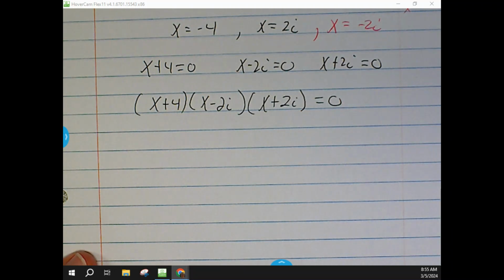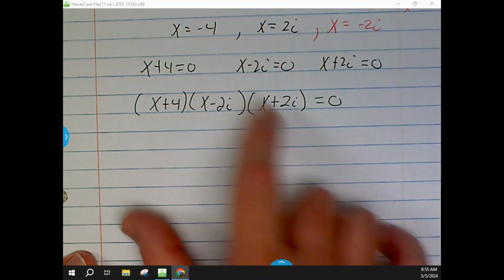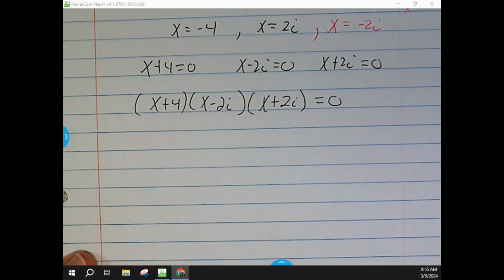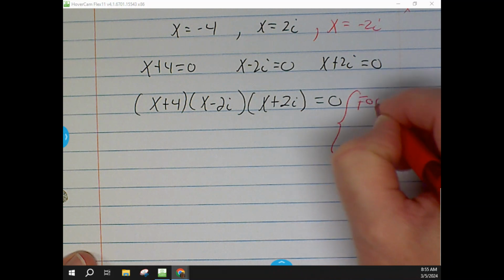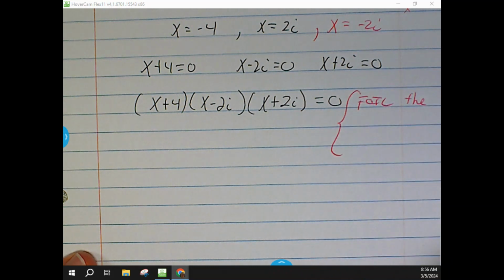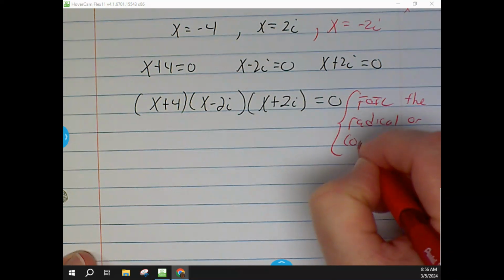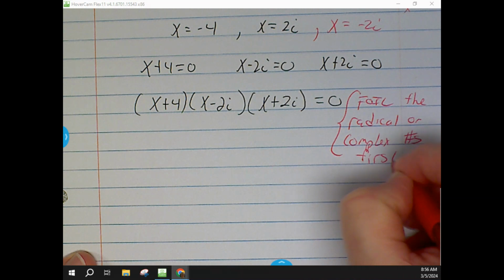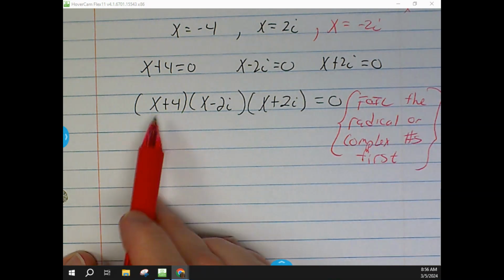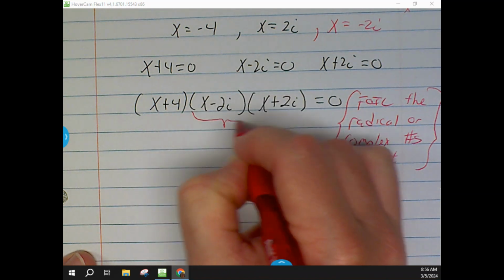But here's the catch for this one. When you've got imaginary numbers, or even if you've got radical numbers, if this was square root of 2 instead of 2i in this case, you still want to multiply. So you want to use your full method on the radical or complex numbers first. So before we do the x plus 4 times x minus 2i, we're going to do the full method on this part of it first.